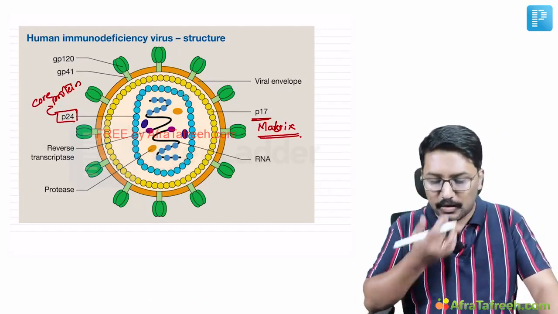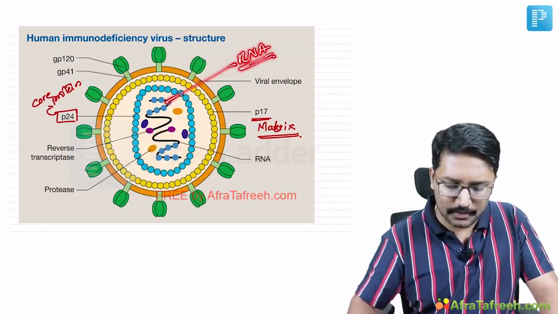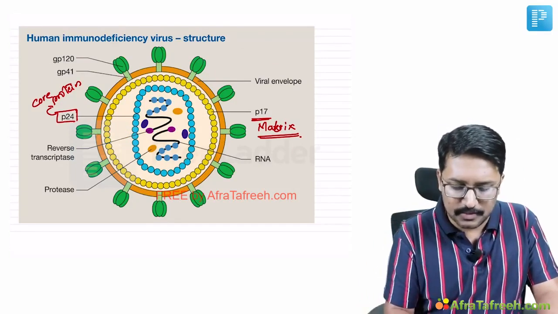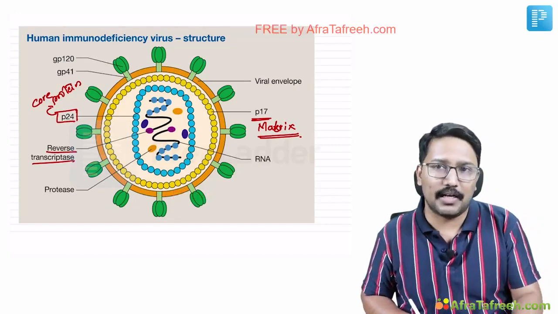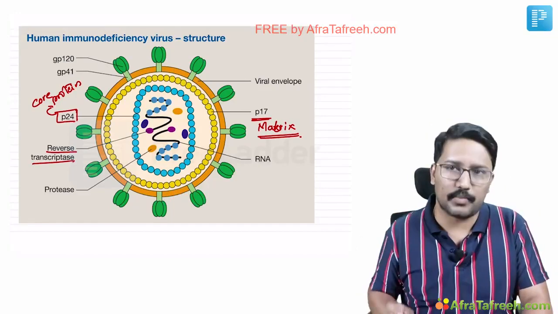When you look into the core of the virus, we have the RNA there, and we have two or three important enzymes involved in RNA metabolism. The first one is reverse transcriptase. What does reverse transcriptase do? It helps the virus to produce DNA molecules from its RNA templates.